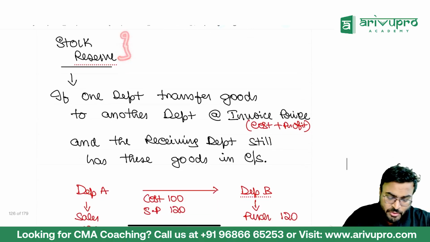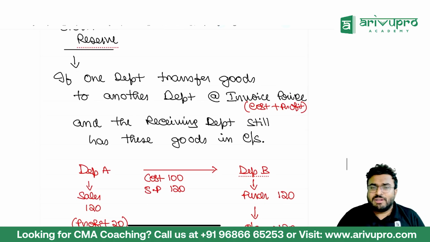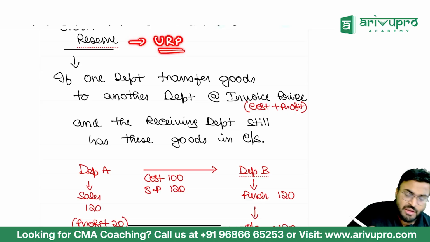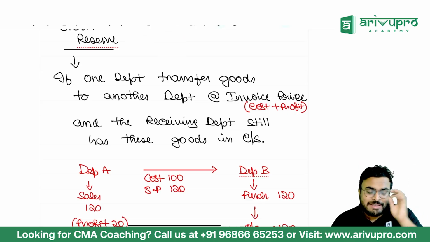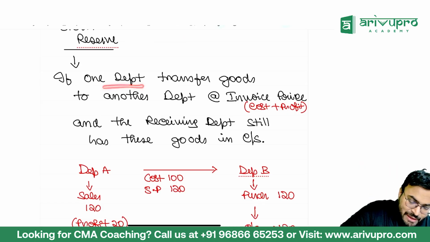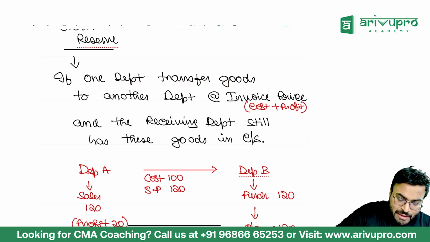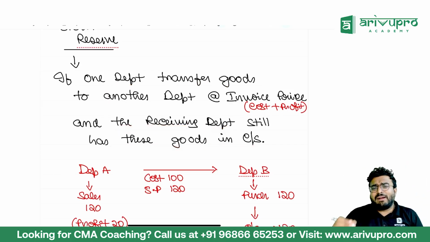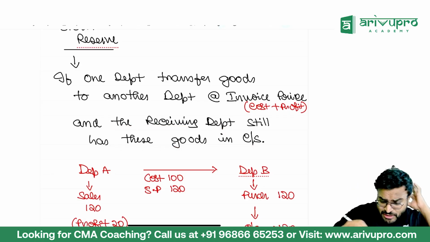Stock reserve concept you need to know. What is stock reserve? Unrealized profit. We call this as unrealized profit. We had the stock reserve concept even in consignment. If one department transfers goods to another department at invoice price, that is cost plus profit, and the receiving department still has these goods in closing stock. One department transfers to another department and the receiving department still has these goods in closing stock.